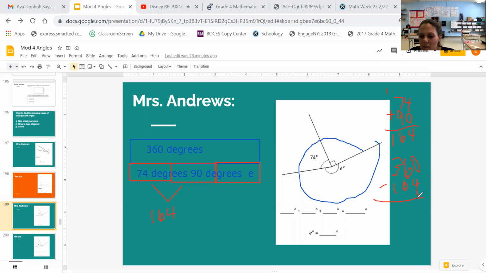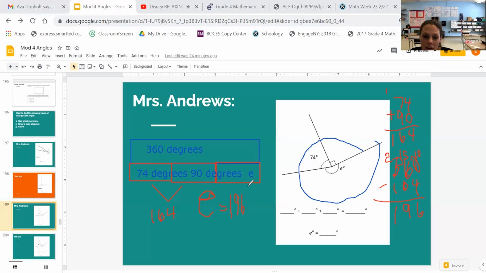I can't have 0 and take 4 away, so I have to borrow. 5 minus 6 I can't do, so I have to borrow. 15 minus 6 is 9. 2 minus 1 is 1, giving me an answer for, oh boy, an ugly looking E, of 196. Now I'm not done.